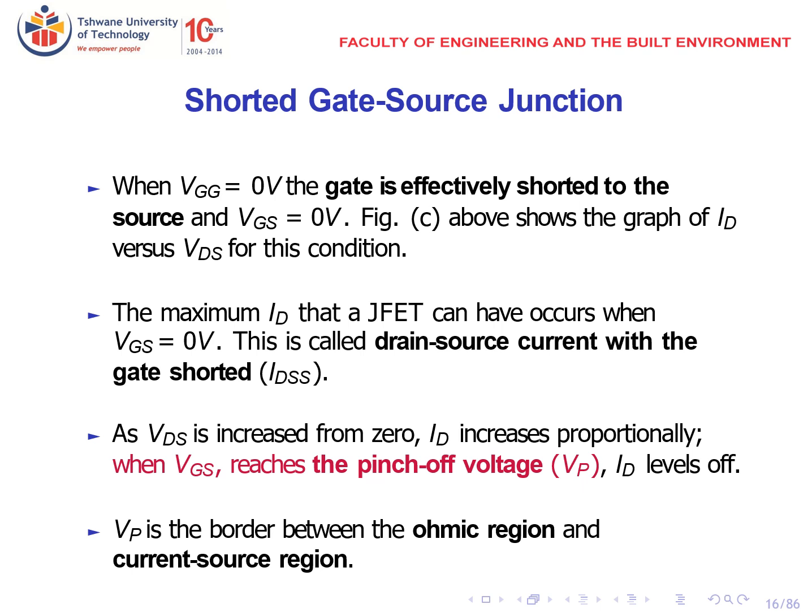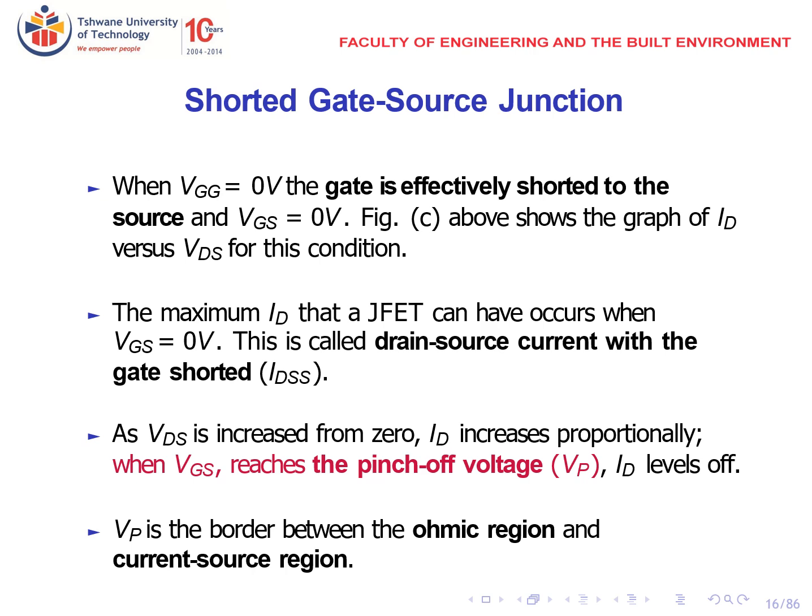The maximum ID that a JFET can have occurs when VGS is equal to 0. This is called the drain source current with the gate shorted, IDSS. As VDS is increased from 0, ID increases proportionally. When VDS reaches the pinch-off voltage VP, ID levels off. VP is the border between the ohmic region and the current source region.